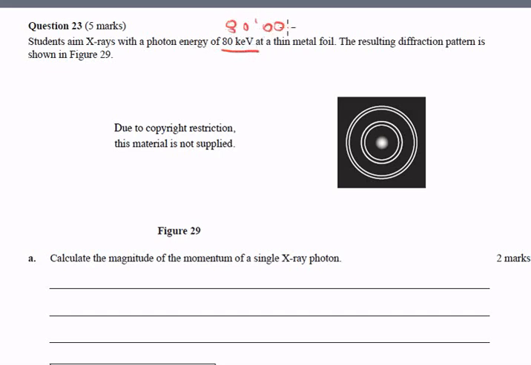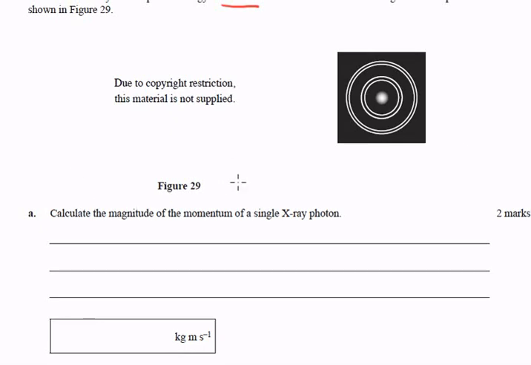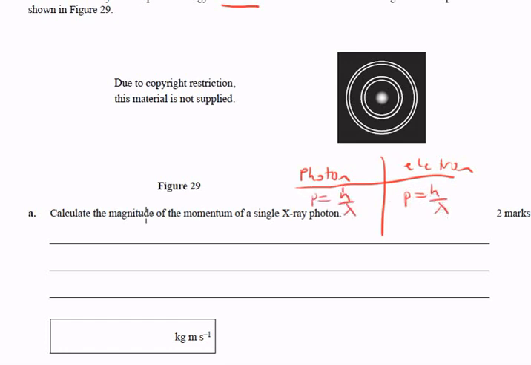So 80,000 electron volts. A thin metal foil, and then you get a diffraction pattern, which is similar to this one. Alright, magnitude of the momentum of a single X-ray. So in our formula sheet, we've clearly got a photon column and an electron column with all our formulas in. And one that goes into both of them is P equals H over lambda, one of the only ones that goes into both of them. Alright, so that's what we want, P equals H over lambda.